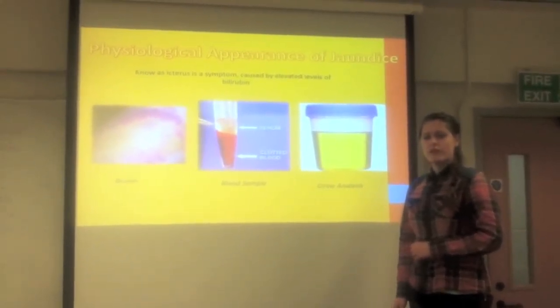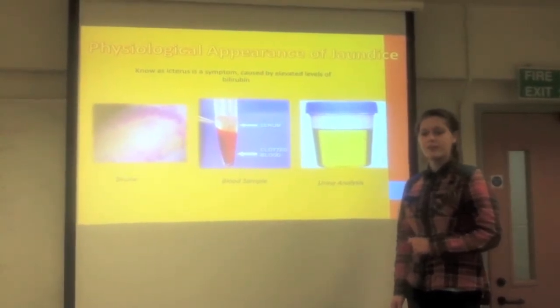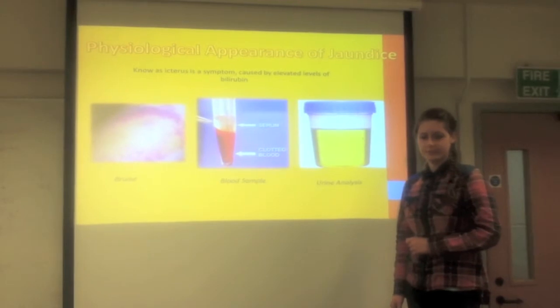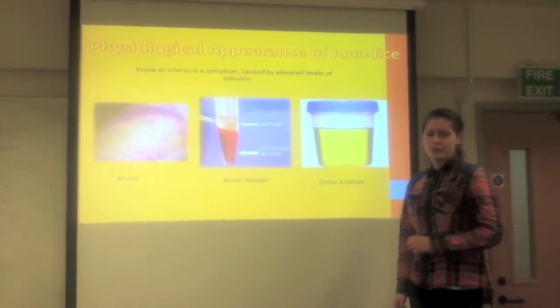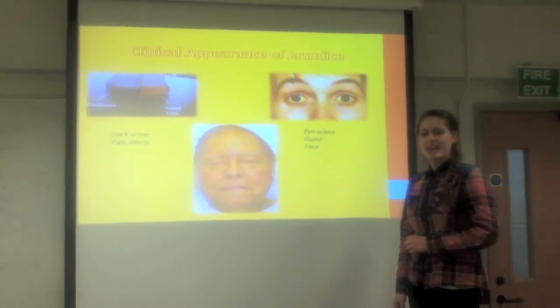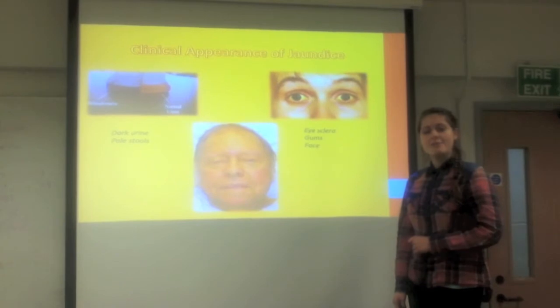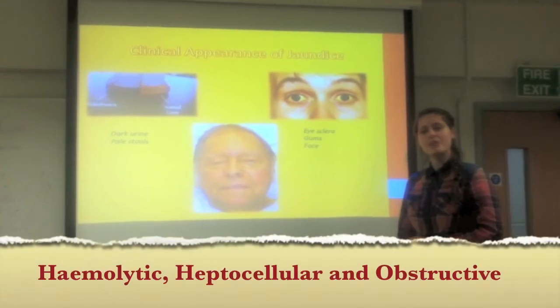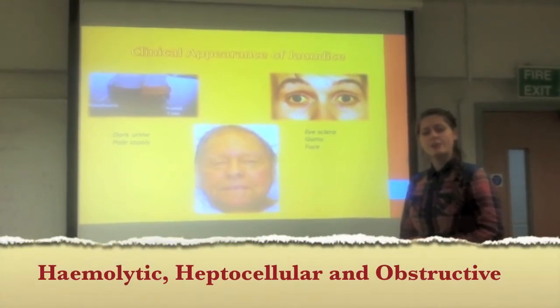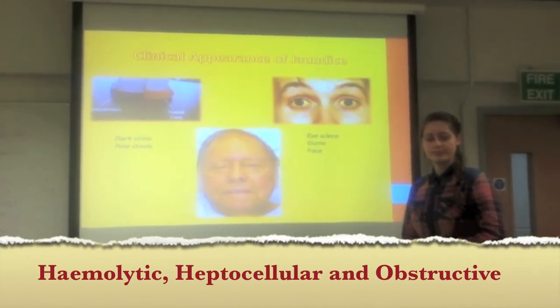Jaundice is a result of underclearance, overproduction, or inability of the liver to conjugate the bilirubin. Jaundice patients will present with yellow color skin, especially eyes and mucous membranes, which you can see in the pictures. There are 3 types of jaundice, which are hemolytic, hepatocellular, and obstructive, and it's classified depending on the pathophysiology.